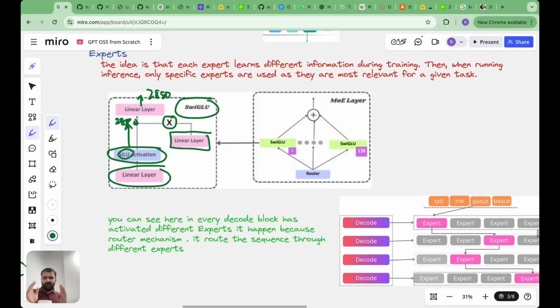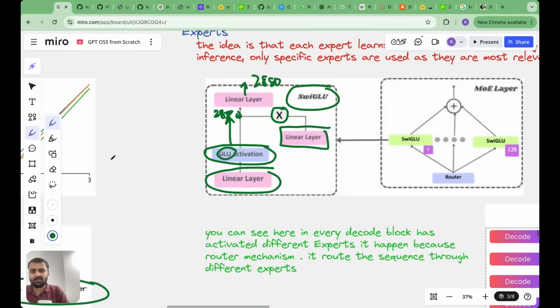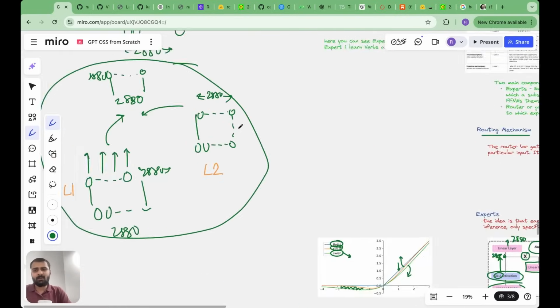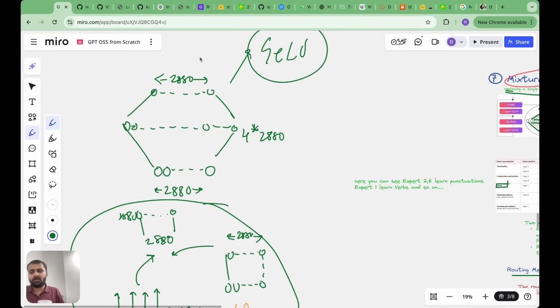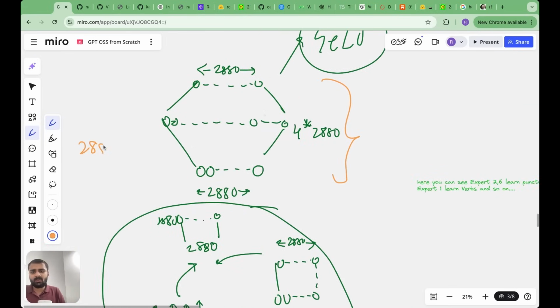So every expert uses a SwiGLU activation function, and if you zoom into the expert, it looks something like this. It has a linear layer, a SiLU activation, it has another linear layer, and those two are multiplied element wise, and then they go into another linear layer. So you might be thinking, doesn't this increase the number of parameters? Not really, because in the original feed forward neural network, if you take a look at the number of parameters, here the number of parameters are 2880 multiplied by 4 into 2880 in the expansion layer.